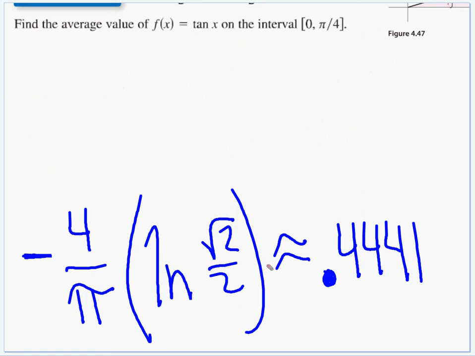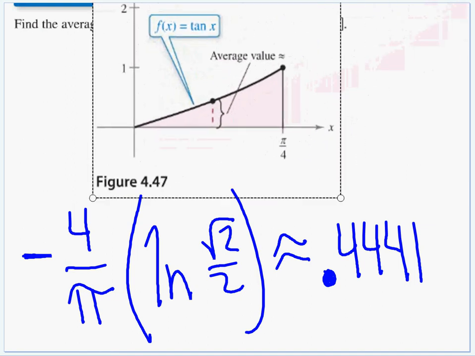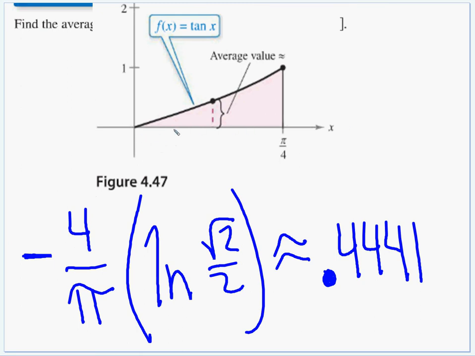Now remember what this average value is. This is the height on the y-axis of the one perfect rectangle that would have the same area as the area under the curve. So here's our base, pi over 4. And if I block this off at the height we found there, the area in this blue rectangle is exactly the same as the area under that curve. We can see from the y-axis, yeah, we're pretty close to a half, about 0.4441. I think we hit the nail on the head.